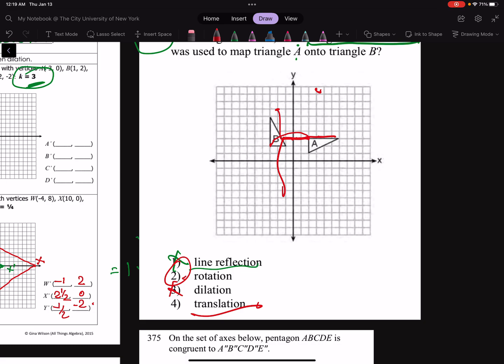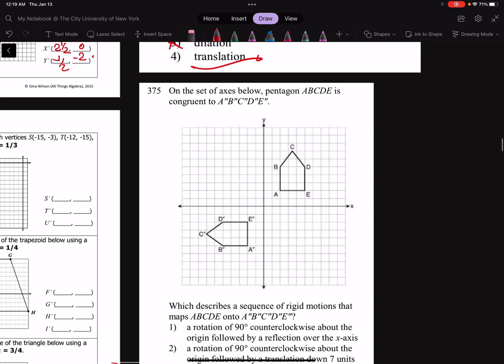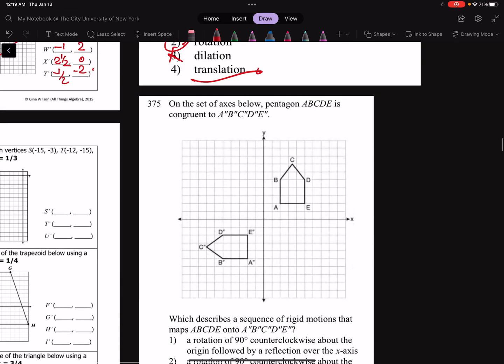Make sense? Okay. And then this is also a description of a composite rotation. On the set of axes below, pentagon ABCDE, so these are the pre-image, and congruent to A double prime, B double prime, C double prime, because there was another transformation, then it came to this. Okay, so we'll have to say what it is.